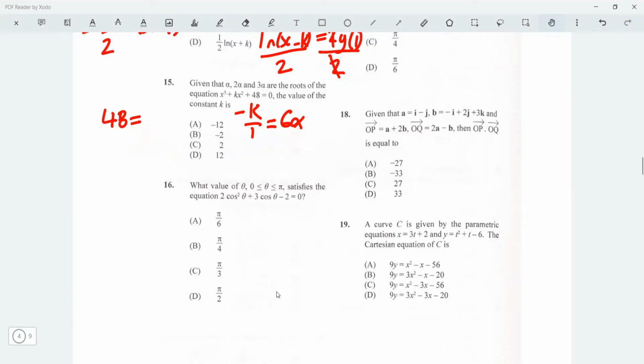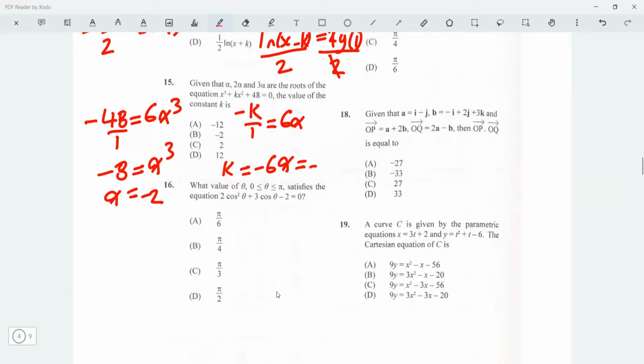Now the product of the 3 roots, which is 48, is equal to alpha times 2 alpha times 3 alpha, which is 6 alpha cubed. This is minus d over a, so it's minus 48 over 1, sorry. And so we divide both sides by 6 to get negative 8 is alpha cubed. And so therefore alpha is negative 2. And so k is going to be equal to negative 6 alpha, which is negative 6 times negative 2, which is 12. So k is 12, that's option B.